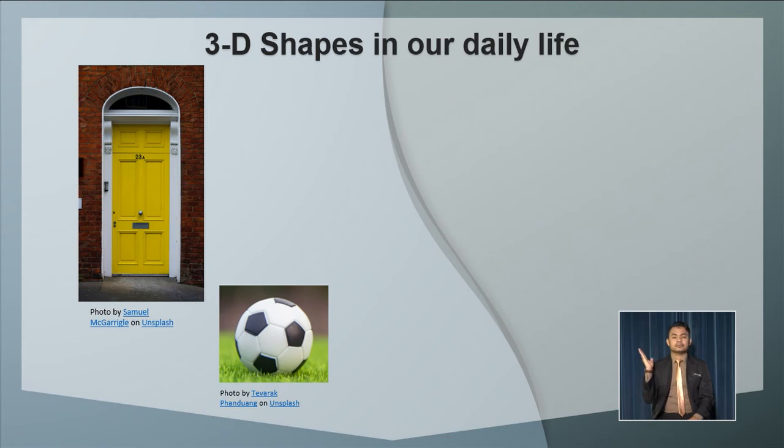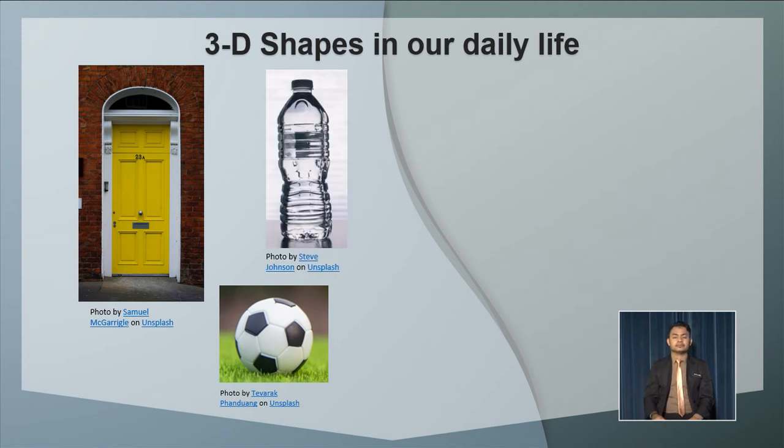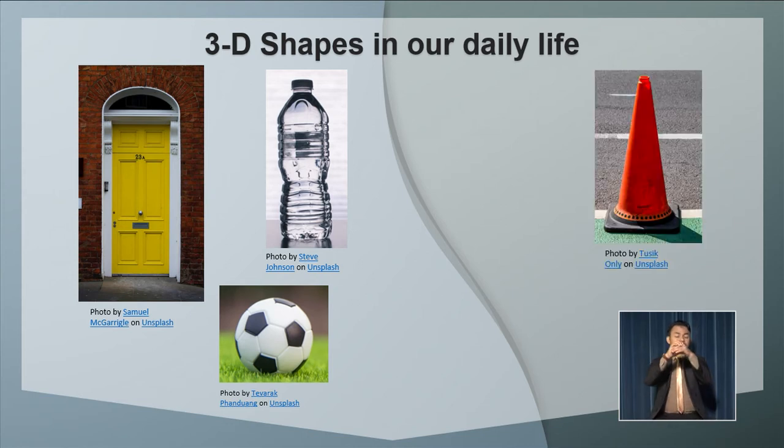This is a mineral water bottle. What is the shape of the mineral water bottle? Excellent! The shape of the mineral water bottle is a cylinder. This is a traffic cone. What is the shape of the traffic cone? Well done! The shape of the traffic cone is a cone.